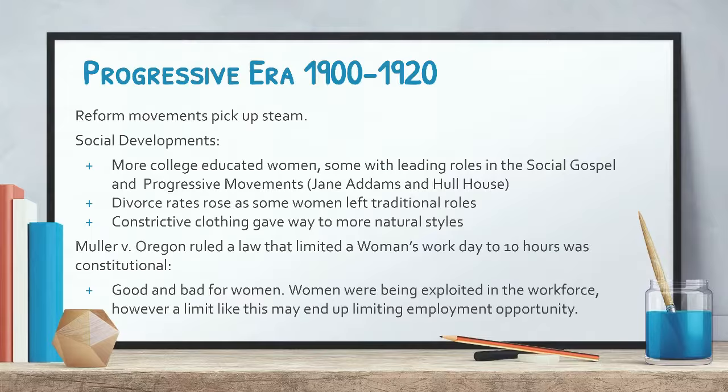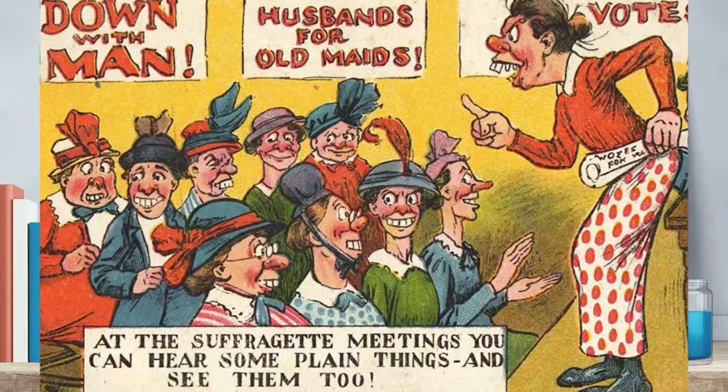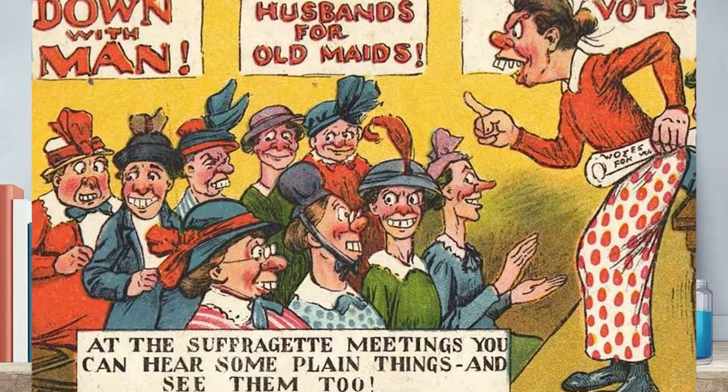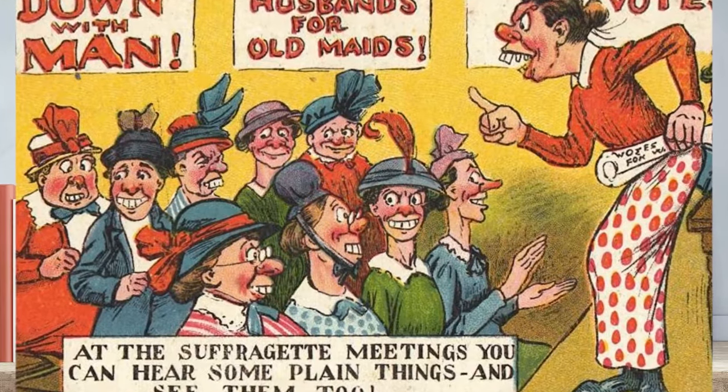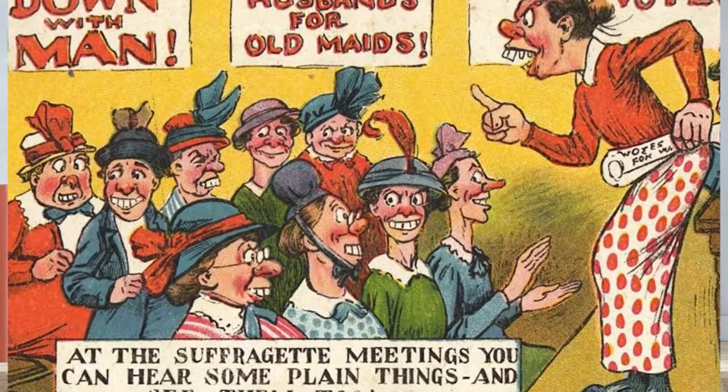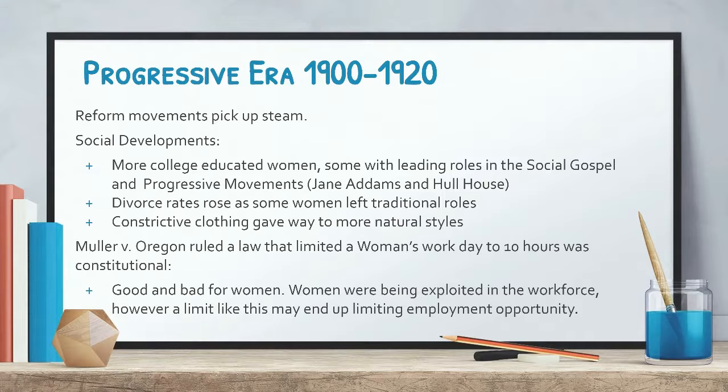There was conservative backlash against these women, as seen in some of the media at the time, that asserted progressive women who advocated for suffrage and social change were destroying the traditional family structure and leading American culture down a dangerous path. Muller v. Oregon ruled a law that limited a woman's workday to 10 hours was constitutional. This ruling was both good and bad for women, as they were being exploited in the workforce. However, a limit like this may end up limiting employment opportunities.